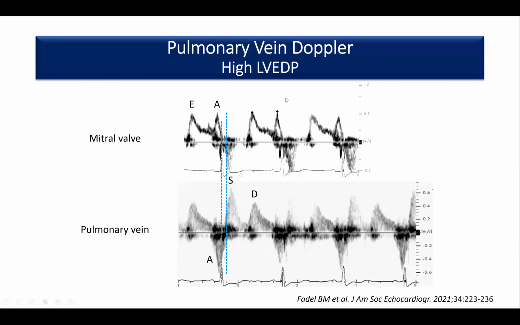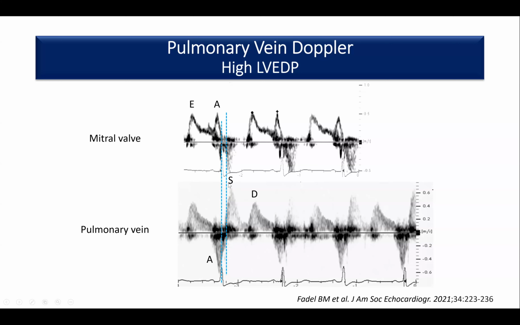Now, another important pattern in the pulmonary vein is the A wave reversal. If you line up the ECG, the mitral valve and the pulmonary vein, and the A wave in the pulmonary vein is quite large, with a velocity almost more than 0.5 meter per second, and lasts well beyond the A wave across the mitral valve, you see the A wave ends here on the first line, while the A wave in the pulmonary vein ends much later and is quite prominent. Whenever you see this, you know that the LV end-diastolic pressure is high.